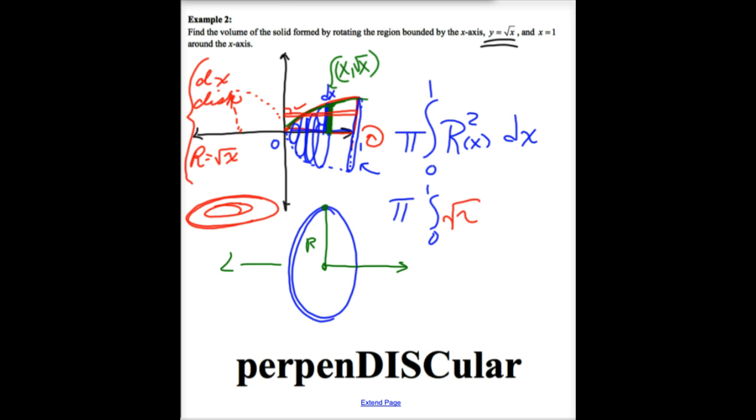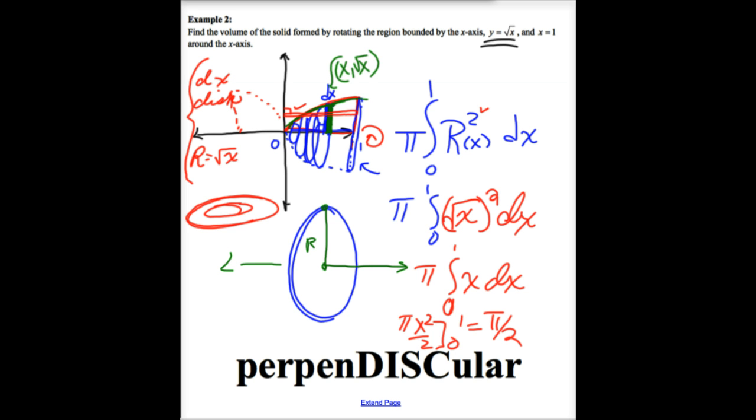But my radius is the square root of x, squared, dx. Don't forget that squaring, and don't forget the pi out front. It's a really easy function to integrate from 0 to 1, because it's just x dx, which would be x squared over 2 running from 0 to 1, which is just going to be pi over 2 minus 0, with our fundamental theorem of calculus.